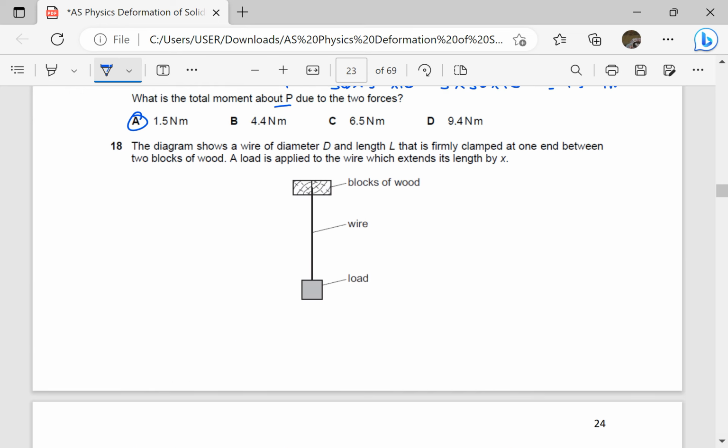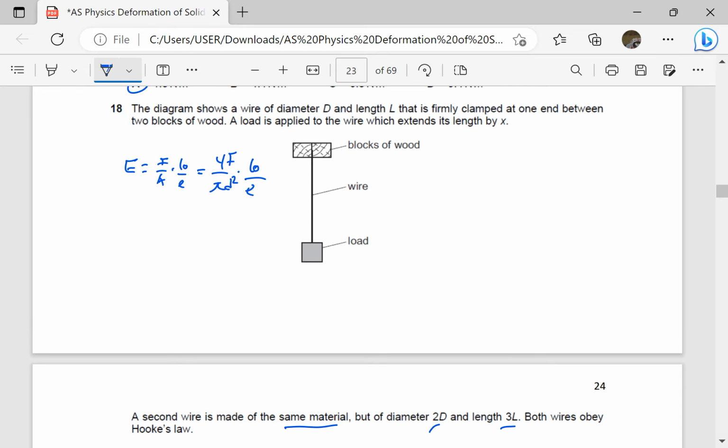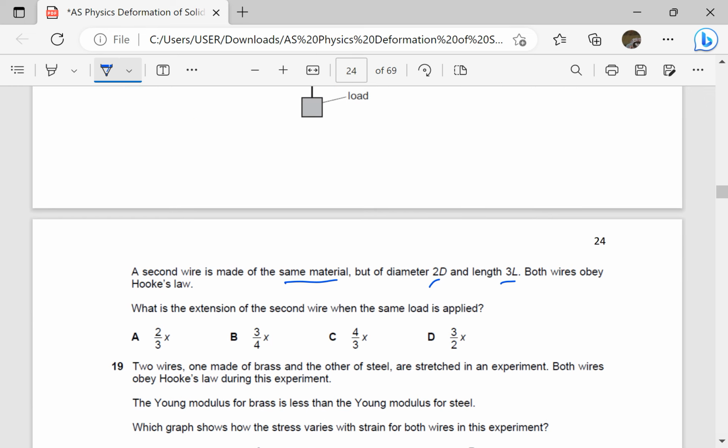So I'm just going to equate the expressions of Young modulus for these wires. We know that Young modulus is force over area times original length over extension, which is going to be equal to 4 times F over pi D squared, then times original length over extension. Since the wires are from the same material, the Young modulus is the same, so I will start with the first wire. The same load is going to be applied. What is the extension of the second wire when the same load is applied?